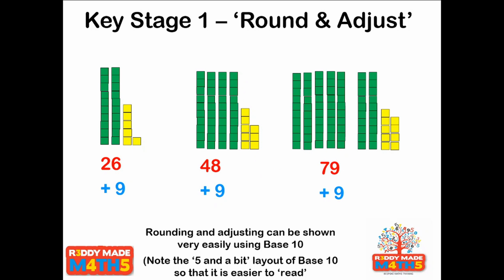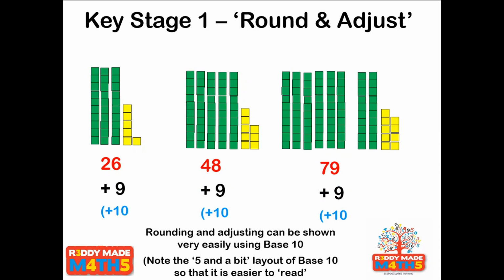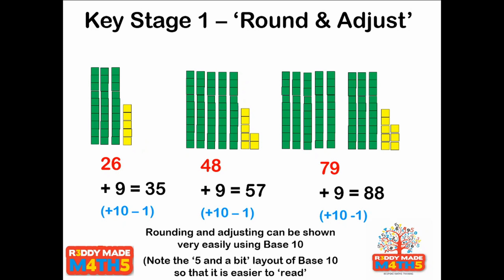That was developed into the use of base 10. And we can see 3 different numbers here, 26, 48 and 79. How do we add 9 to any of those? As before, we add a 10 and we subtract a 1. So we can see for each of those calculations how quickly it can be done just by using that strategy of round and adjust. Also, take note of the layout that we've been discussing all week.